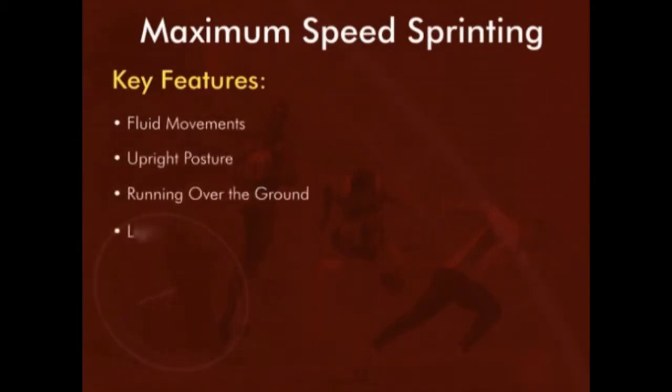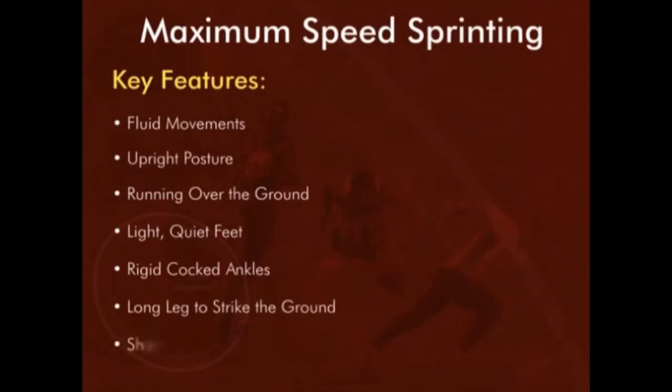Key features of maximum speed sprinting include fluid movements, an upright posture, running over the ground, light, quiet feet, rigid or cocked ankles, a long leg to strike the ground, and a short leg in recovery, achieved by pulling the heel straight under the buttocks.